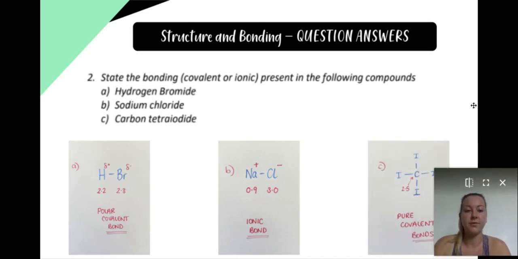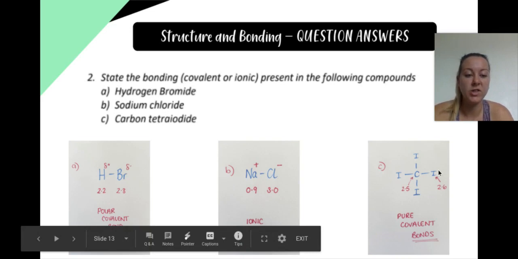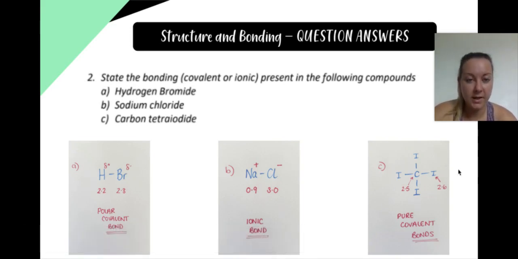C, we have carbon tetraiodide. When you have something like this, it's important to remember we are talking about the bonding present within the compound. So even though we have carbon tetraiodide, we are still just looking at the bond between carbon and iodine. Now, carbon has an electronegativity of 2.5. Iodine has an electronegativity of 2.6, which means we have a difference of 0.1. That difference puts us in the category of a pure covalent bond or a non-polar covalent bond. Either of those is fine.